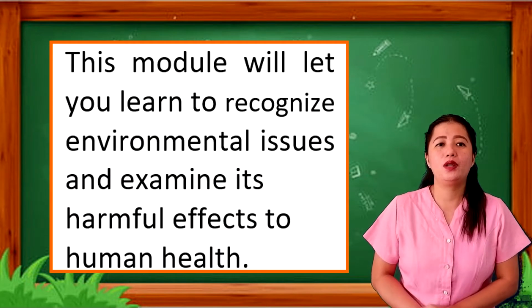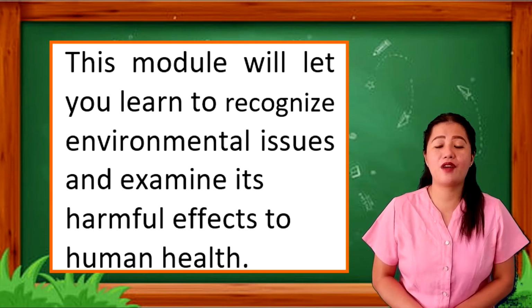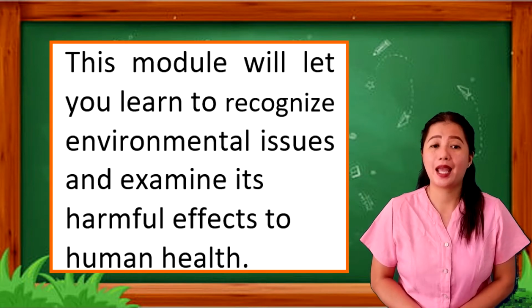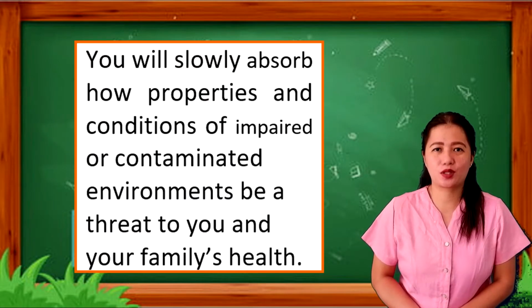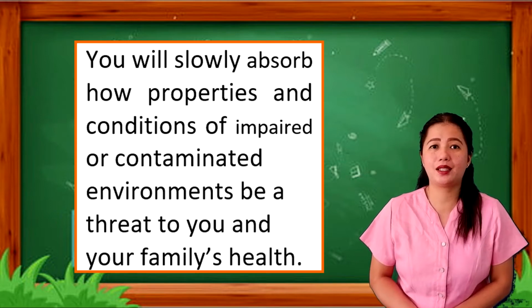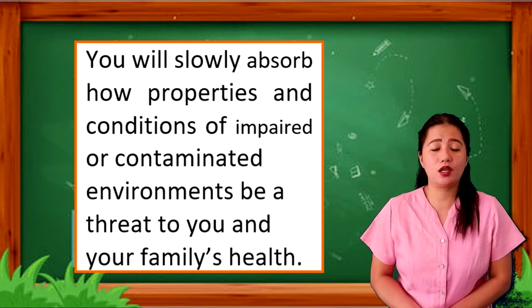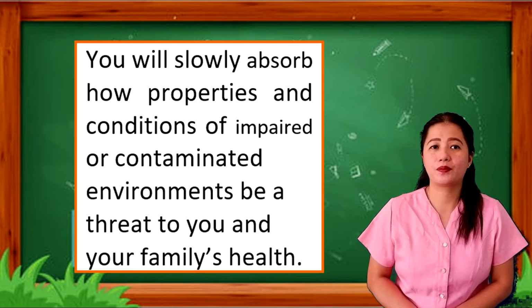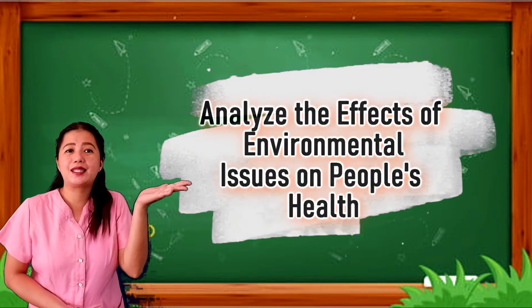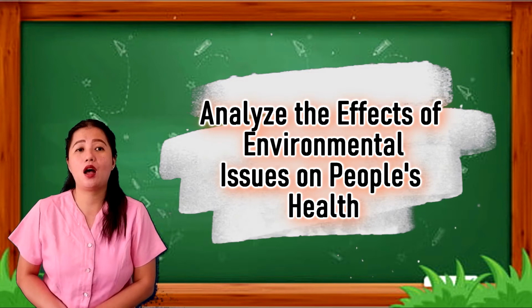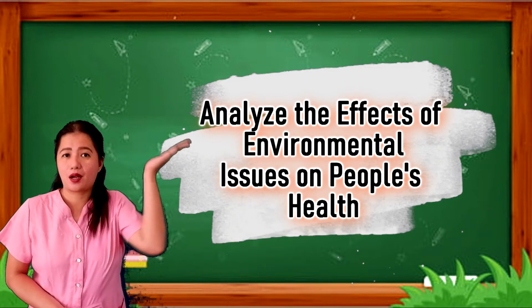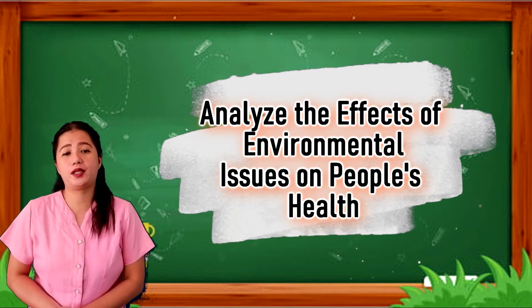This module will let you learn to recognize environmental issues and examine their harmful effects to human health. You will slowly observe how properties and conditions of impaired or contaminated environments can be a threat to you and your family's health. At the end of this module, you should be able to analyze the effects of environmental issues on people's health. To achieve the objectives cited above, you are to do the following.